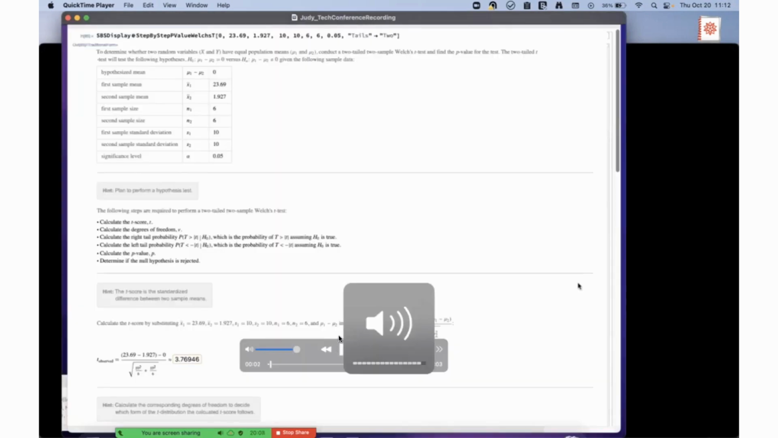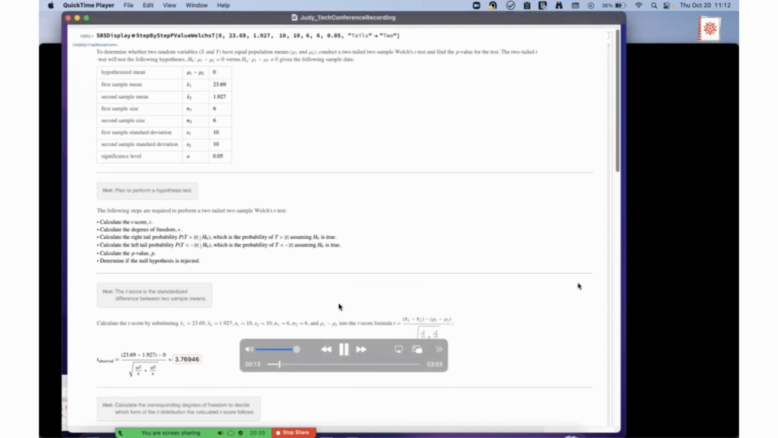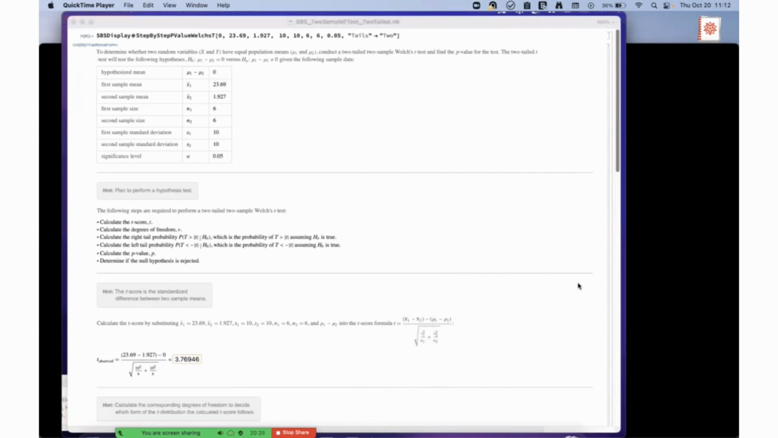Hi everyone, this is Judy. I am an intern at Wolfram for the summer of 2022. The goal of my internship is to develop step-by-step solutions in the statistics domain. So here is an example of the step-by-step solution for performing a two-sample Welch's t-test. So when a user inputs a query for conducting a two-sample Welch's t-test and clicks the step-by-step solution button, she will see a detailed step-by-step instruction on how to perform a two-sample Welch's t-test using the data she has entered.